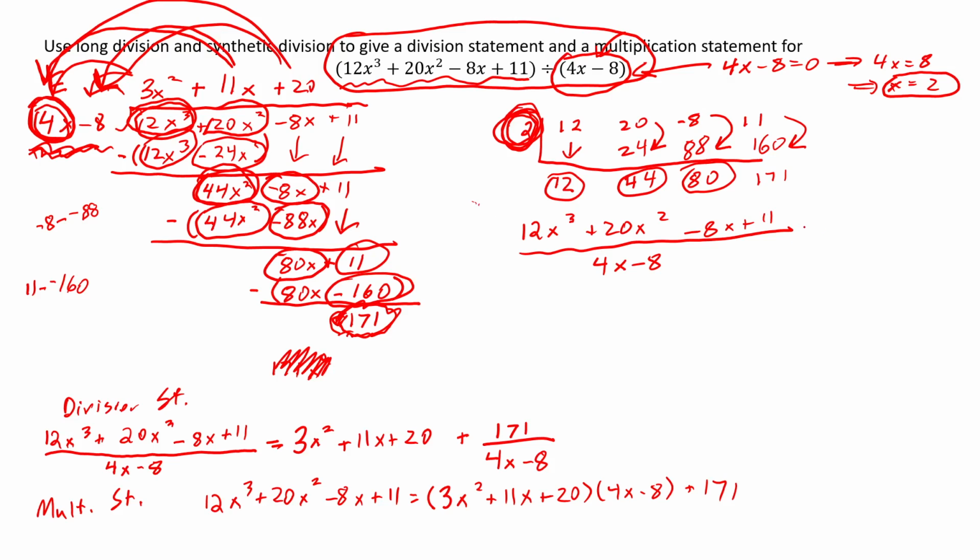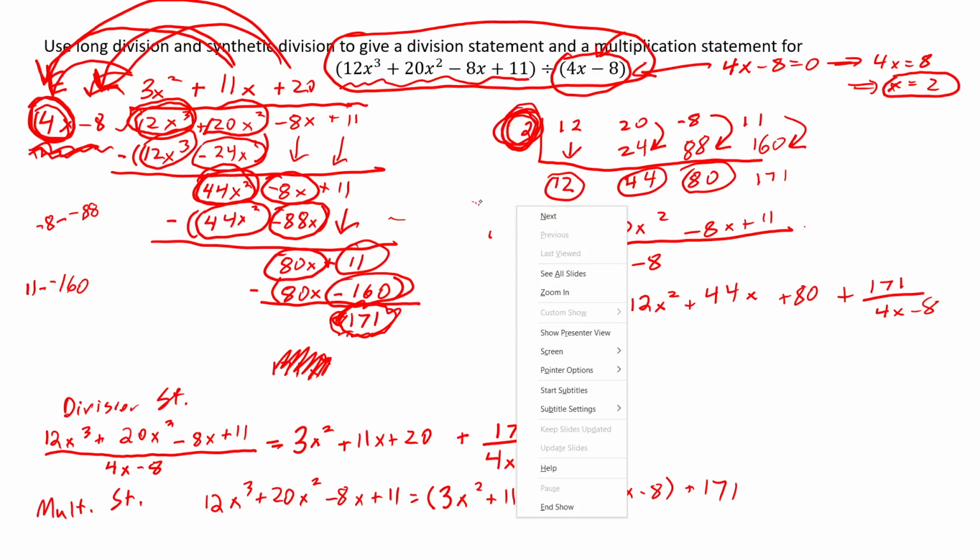And then they'll say that this is equal to the quotient, which is 12x squared plus 44x plus 80 plus 171 over 4x minus 8. Okay? But the problem is we're not actually allowed to say that.